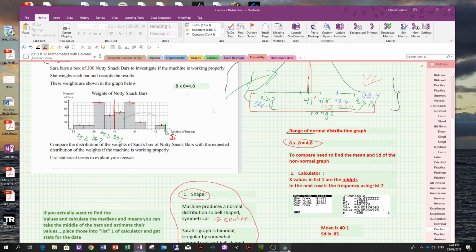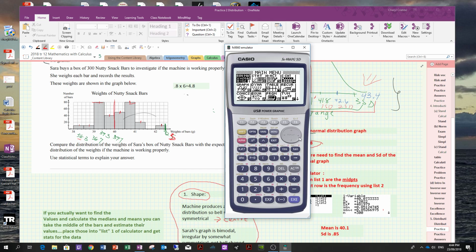So on your calculator, in your list 1, under stat, you're going to put 38.3, 38.7, 39.3, 39.7, 40.3, 40.7, 41.3. Now this graph does not have a 41.7 bar, so we're just going to skip that, and we'll go to 42.3, and we're done.